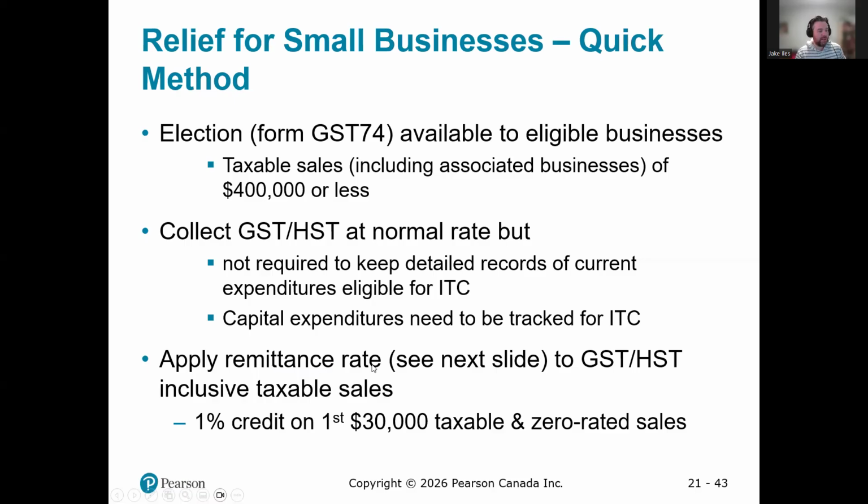As part of the remittance rate, we can apply to sales tax inclusive taxable sales a 1% credit on the first $30,000 of taxable and zero rated sales. So 1% of $30,000 is $300. So our quick method tells us our amount owed. It's calculating a quick amount owed, and then we can subtract up to $300 for that first amount of sales tax.